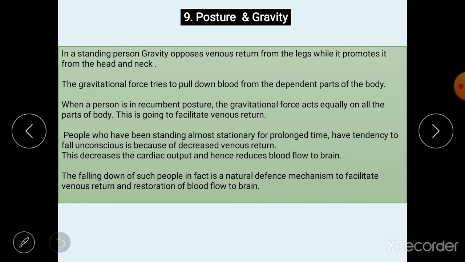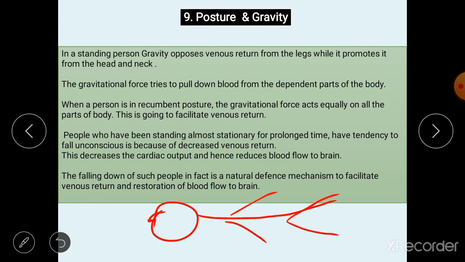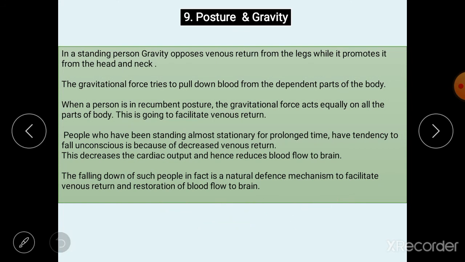And when they collapse, this is in fact a defense mechanism of their body, because when a person is lying down, the venous return to the heart increases. Suppose this person is lying down, you can see that the heart is at the same level as all other parts of his body. So the venous return towards the heart increases when the person is lying down. So this is a defense mechanism of your body. It makes you fall down so that venous return can increase towards your heart and brain.